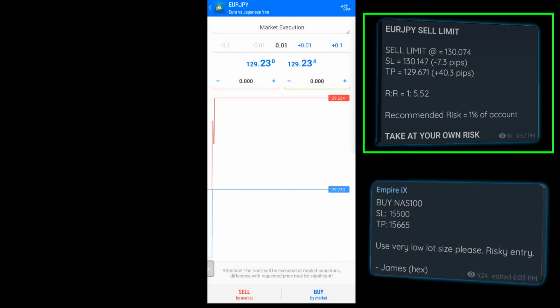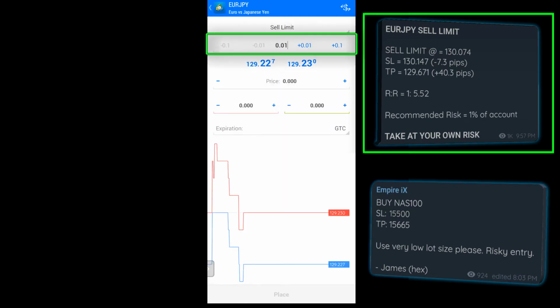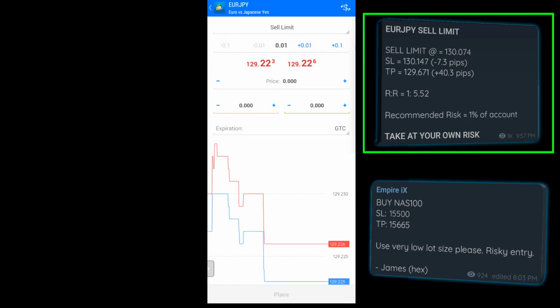As we see here, like I said, this is going to be a pending order, known as a sell limit. If we go to the top where it says market execution, we can change what kind of order it is. So we're going to click sell limit, because that's what it is in this signal. Then we see the 0.01, with the numbers to the right and to the left. This is what's known as your lot size.